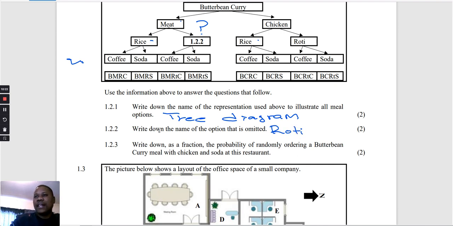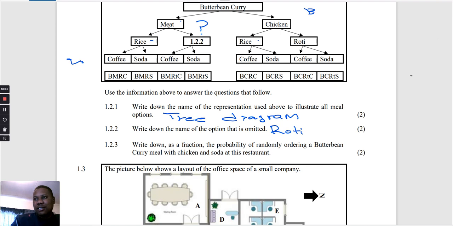Okay. Then 1.2.3, write down as a fraction the probability of randomly ordering a butter bean curry meal. This one we need B. Okay.